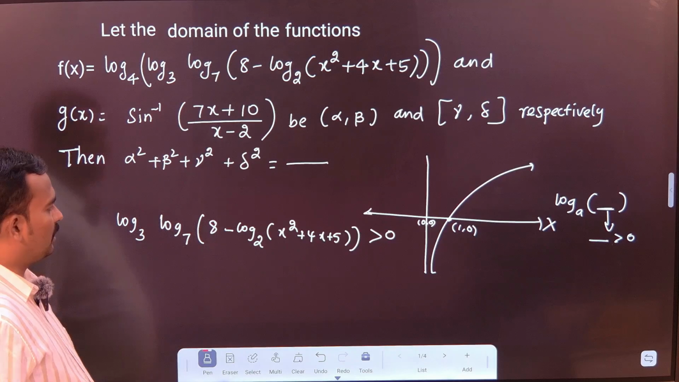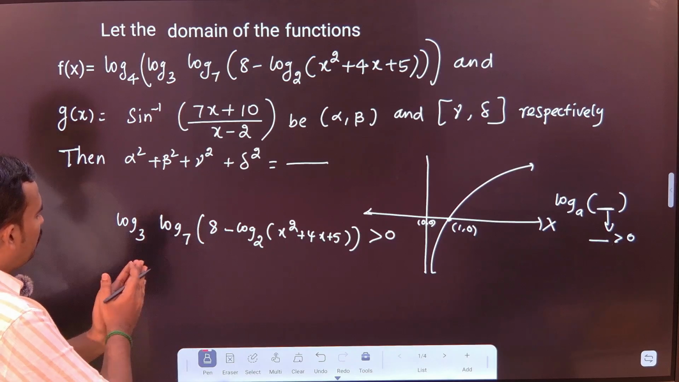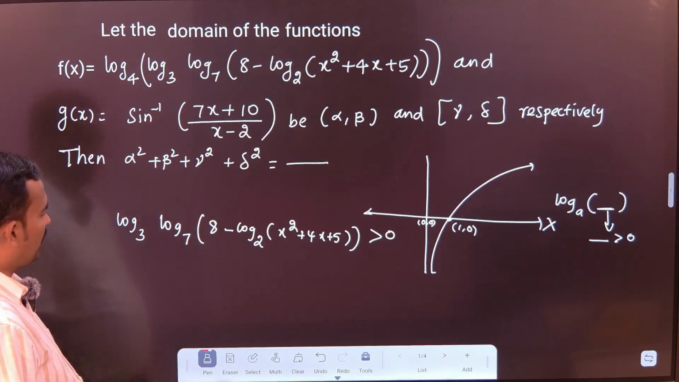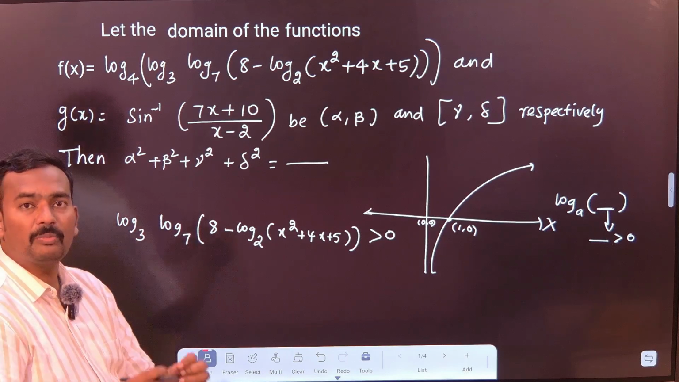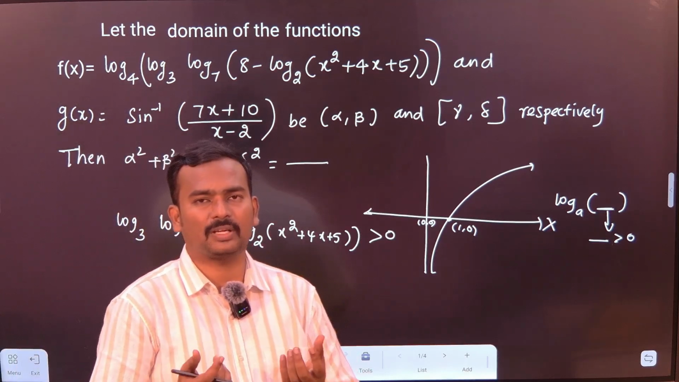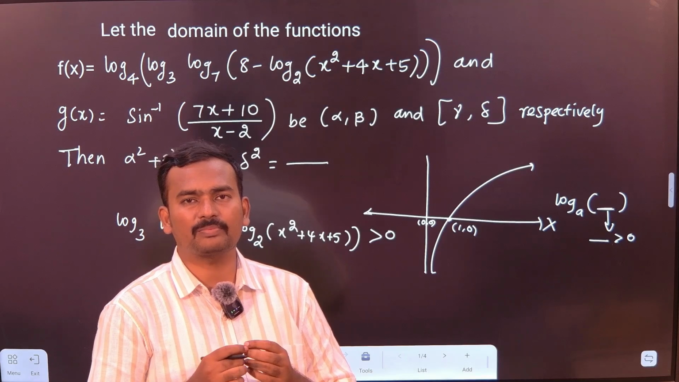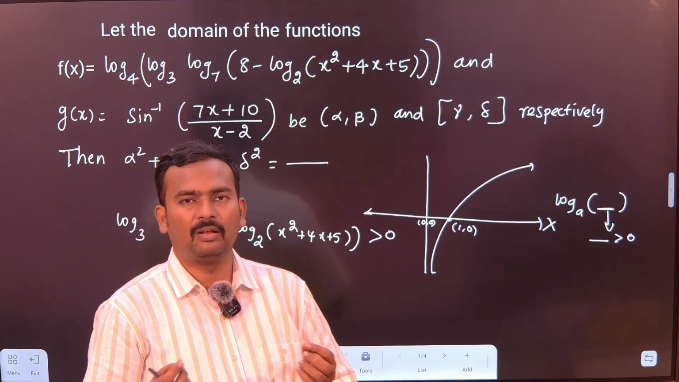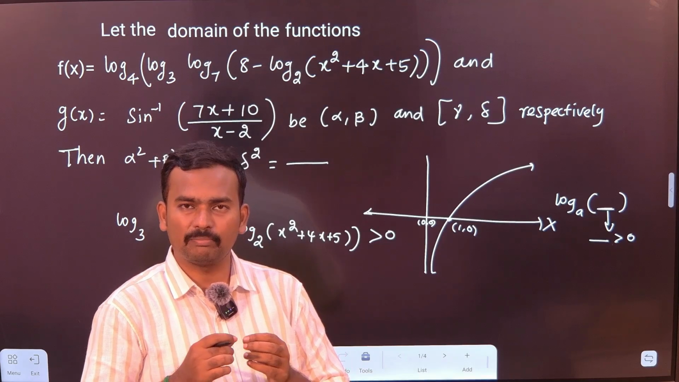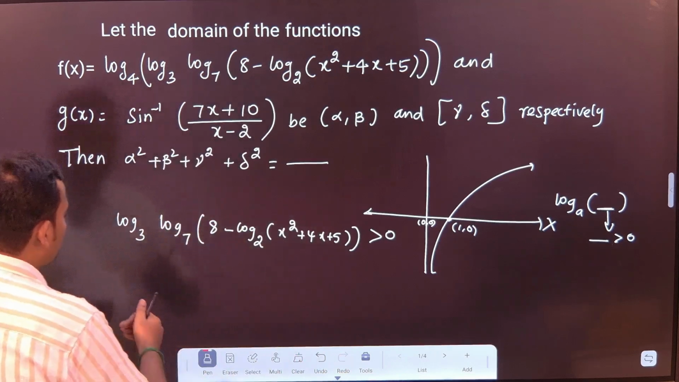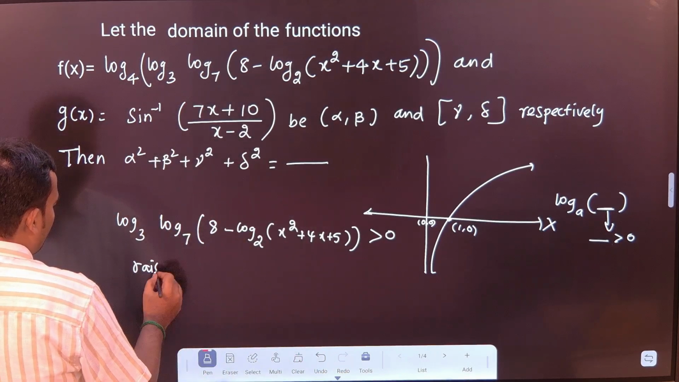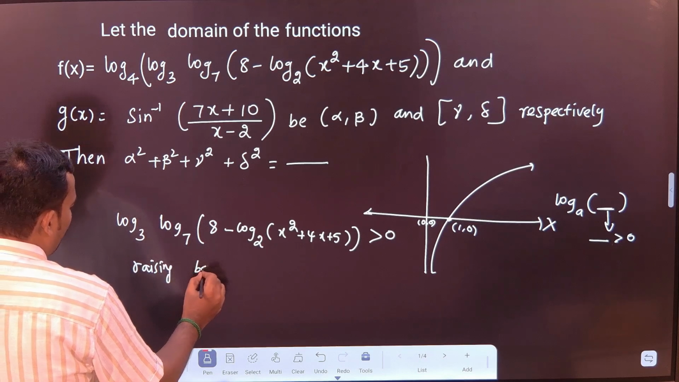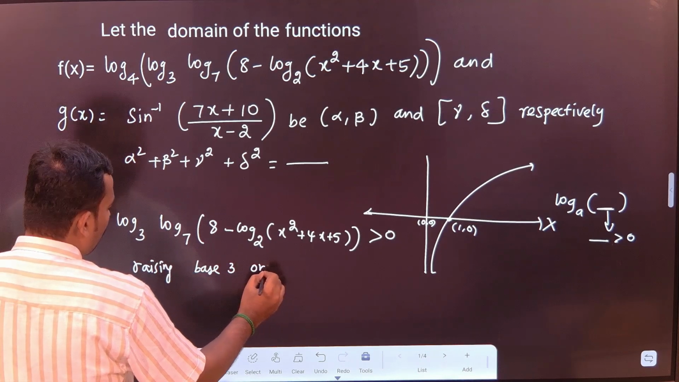Now you can solve this one. So you have to remove it step by step. Okay, how to remove this one? First you have to remove the log base 3. How to remove the log base 3? What is the inverse of that? The inverse of log base 3 is base 3. The inverse of log base 7 is base 7. Understand? You have to raise base 3 on both sides. Base 3 on both sides.